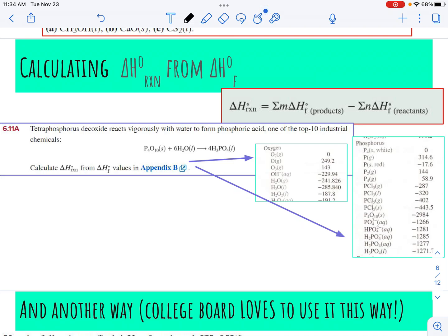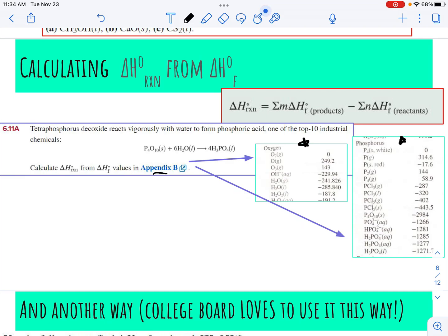Calculating delta H of reaction from standard heat of formation. So this is another way that we can calculate the heat of reaction when we're given our thermodynamics tables. So you'll see here that I included thermodynamics tables from the back of your book. This is the stuff in Appendix B in your book, and I will give you a paper copy of that chart to use. And if it's on a test or if it's on the College Board exam, then they will put this information into the question.